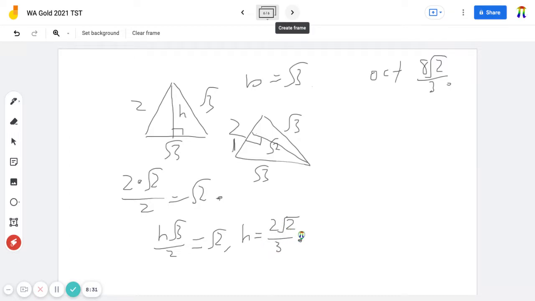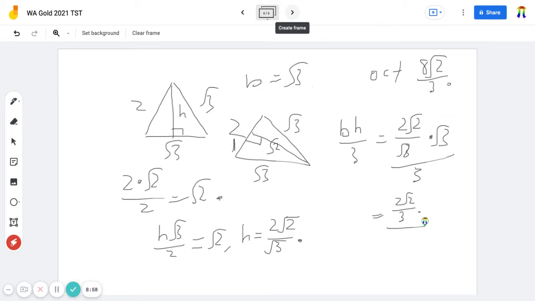Now, once again, we can use that the volume of the tetrahedron is base times height over 3. So that should give you 2 times the square root of 2 over the square root of 3 times the square root of 3, once again all over 3, which is 2 times the square root of 2 over 3. Thus, our final answer, adding these two values, is 10 times the square root of 2 over 3. And we're done.